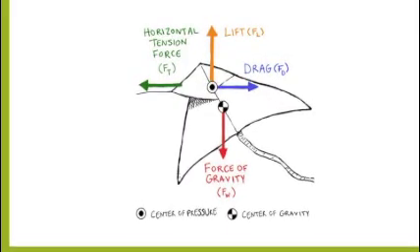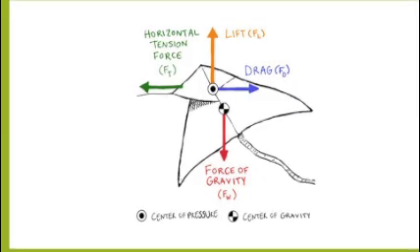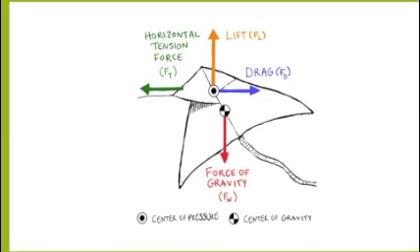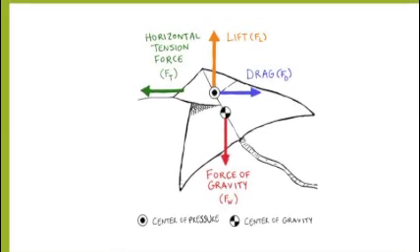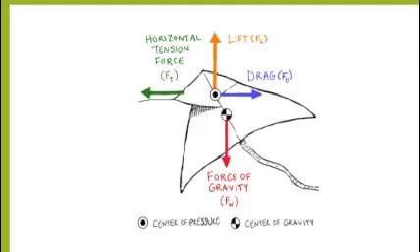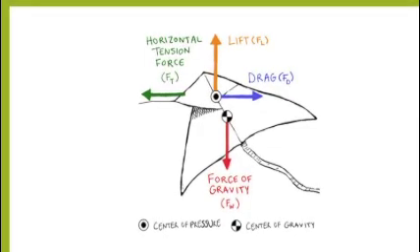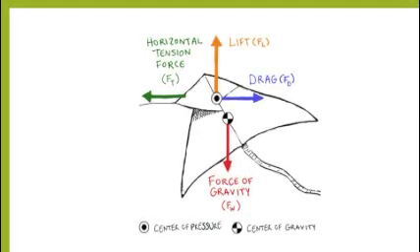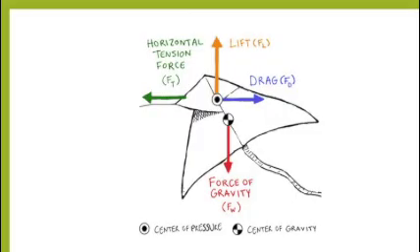In this image, we can see how the horizontal tension force acts as the aerodynamic lift and drag and the tensional control line. Then there's the lift, there's the drag, and there's the force of gravity.